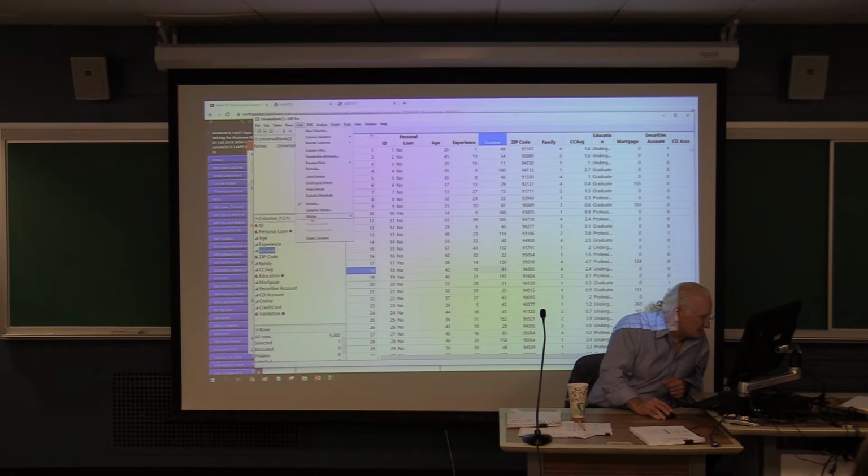Columns, utilities, no, rows, table. I think it's in the table.